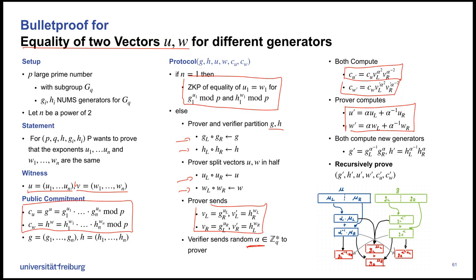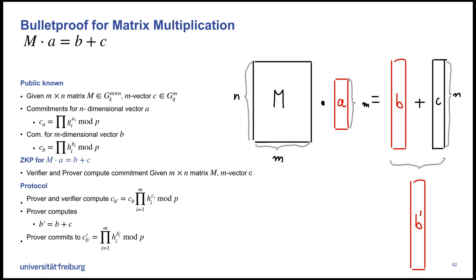So let's aim higher. How about matrix multiplication? So what is the problem here? The problem here is that this is hidden. The red one is hidden. A and B are hidden. So we have M times A is some hidden vector B, plus this is public. The matrix is public, and this is also public.